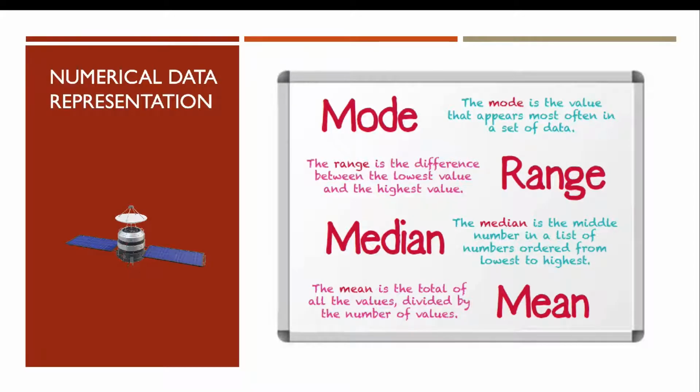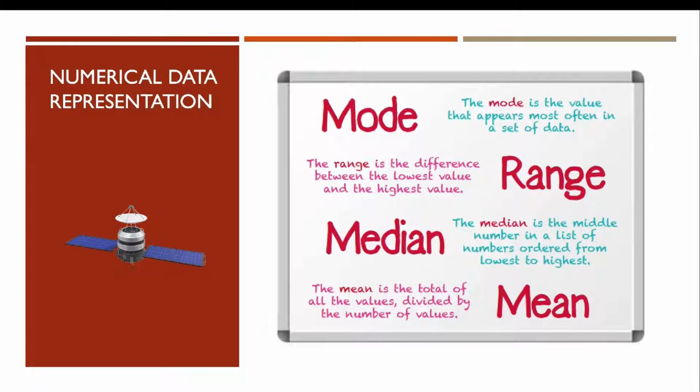There are four main criteria for the numerical data representation. The first thing is mode. Mode is the value that appears most often in a set of data. Let's say 5 always appears, so the mode is 5. Next is range. Range is the difference between the lowest value, for example 1, and the highest value, for example 9. 9 minus 1 is 8, so that is the range.